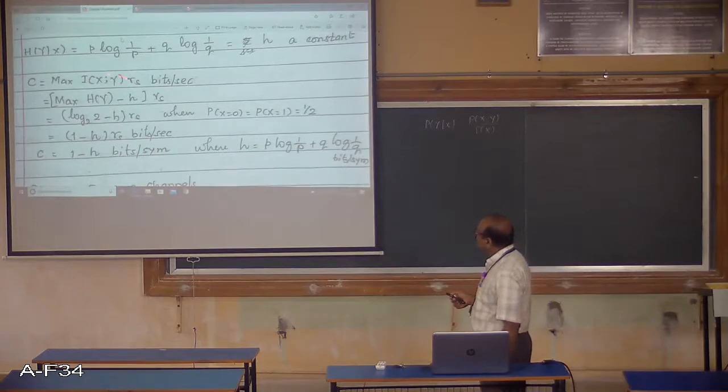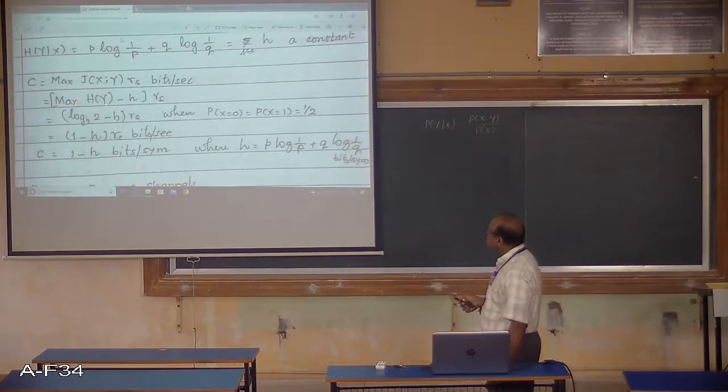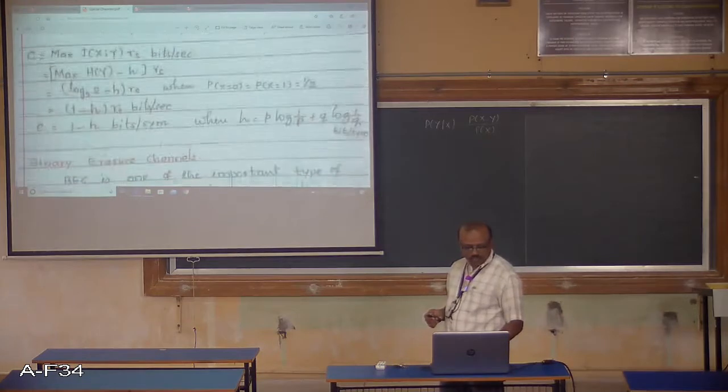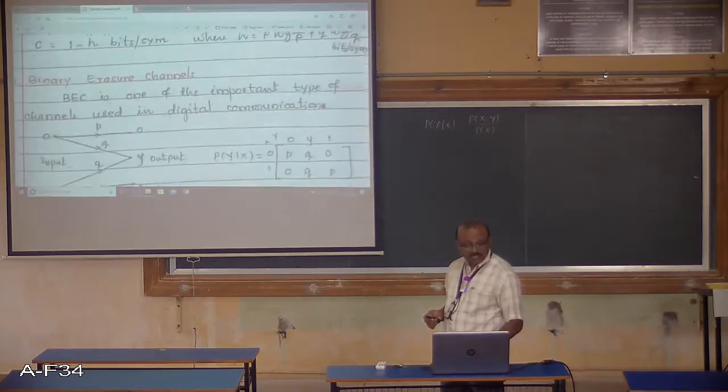Channel capacity is given by the maximum of H(Y) minus this h. When is H(Y) maximum? When the output symbols are equiprobable, and that will be given by log n to the base 2, wherein log 2 to the base 2 is 1. So what we find here is that the channel capacity of a binary symmetric channel is 1 minus h. If multiplied by symbol rate, it is bits per symbol, where h is given by the entropy of one row of the binary symmetric matrix.